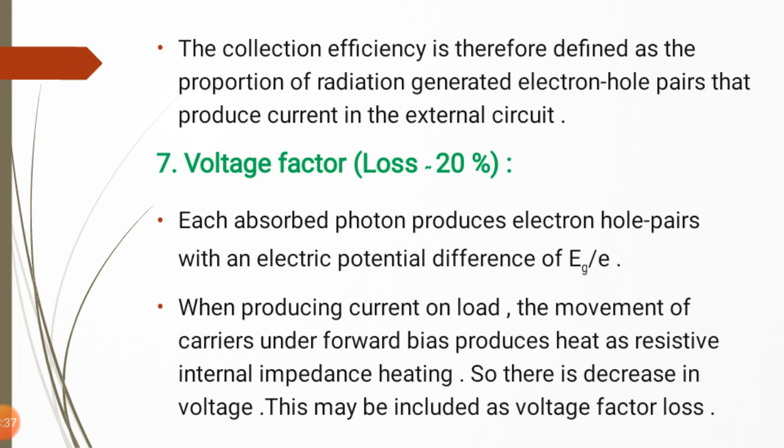So this introduces a loss in the efficiency, and this may be included as the voltage factor loss. That means due to the decrease in the voltage, there is a decrease in the efficiency, and all this happens due to the increase in the internal resistance due to the heating effect in the solar cell. So this is the voltage factor.